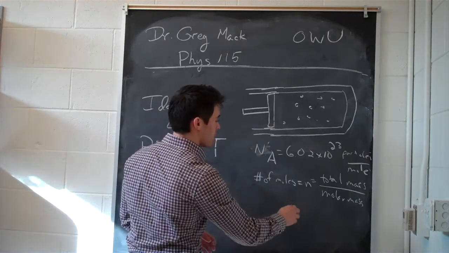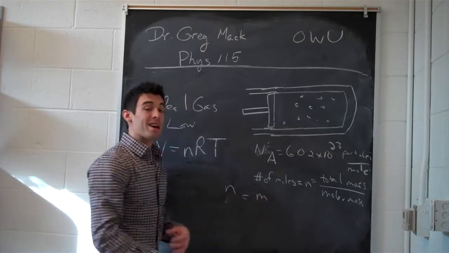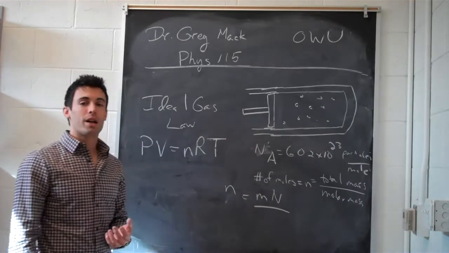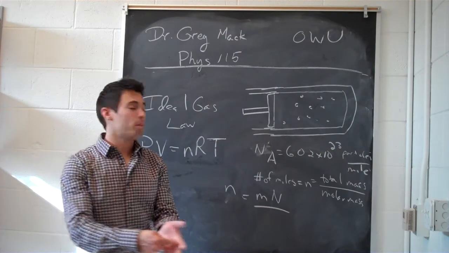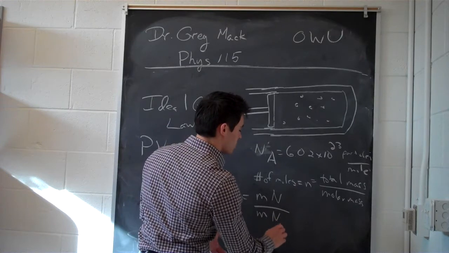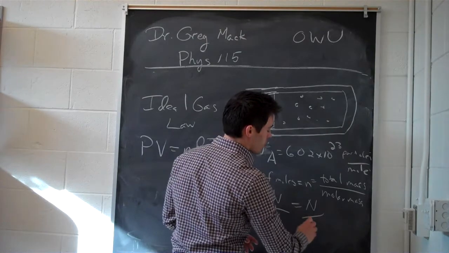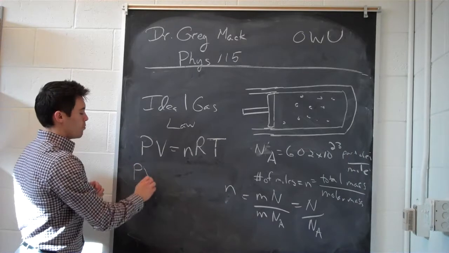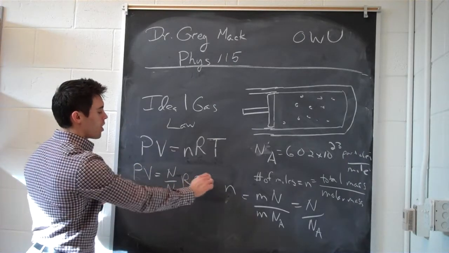So n is equal to the total mass divided by the molar mass, but the total mass would be the mass of each particle, like the mass of a paperclip times the number of paperclips, divided by the molar mass, which is the mass of a particle times the number of particles per mole. So that would be the mass times Avogadro's number. So small n is actually also equal to the number of particles divided by Avogadro's number. So let me put that back in here. We have PV is equal to N over N_A times R times T.